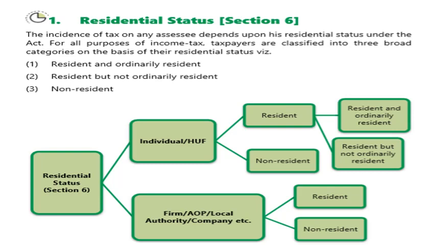See, under Section 6 of the Income Tax Act 1961, the residential status of an individual or HUF can be either resident or non-resident, and again this resident can be resident and ordinarily resident, or resident but not ordinarily resident. But in the case of firms, AOP, local authority or company, there can be only two residential statuses, either resident or non-resident.